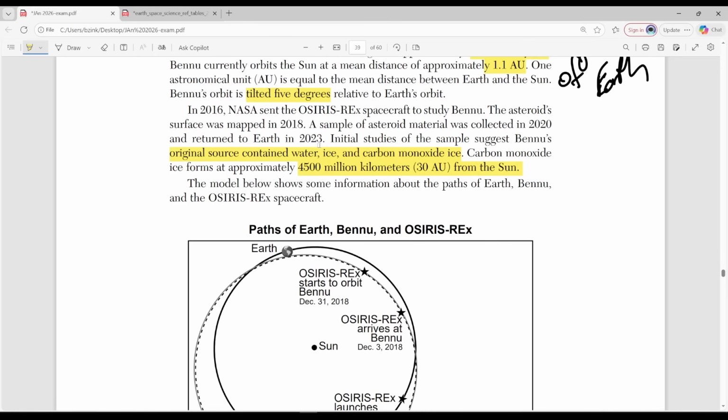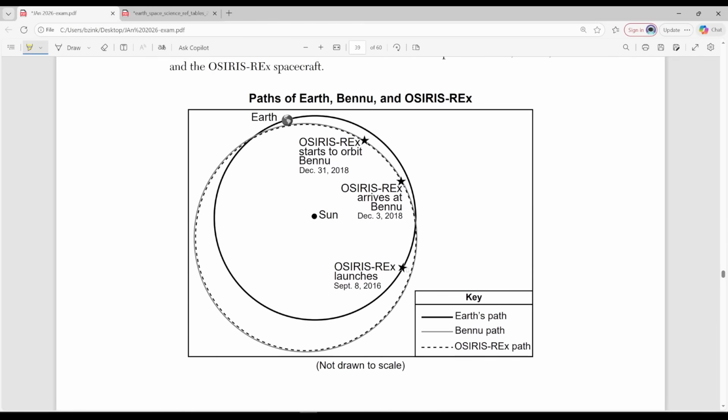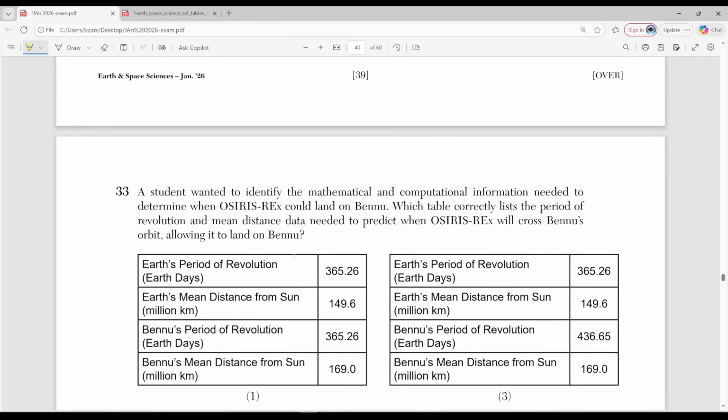Carbon monoxide ice forms at approximately 4,500 million kilometers, 30 AU from the Sun. So basically, you can conclude that if there was this carbon monoxide ice, this asteroid is moving closer to us. It would have had to be 30 AU away at some point, and now it's 1.1 AU. So it's drifting closer and closer. The orbit moved. That's just my guess right now.